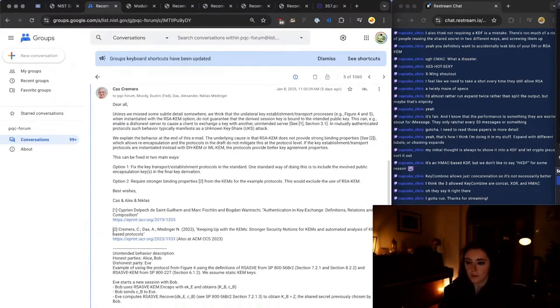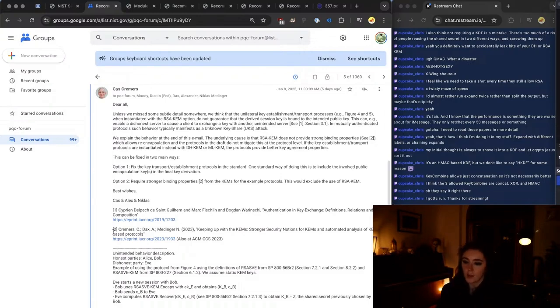So, option 2 requires strongly binding properties from the KEMs for the example protocol. Like, I only use ML-KEM, or I only use X-Wing, or I only use the key combiner that they mentioned, which is like the kitchen sink. That would be fine. Yeah, that'd be better than what exists.